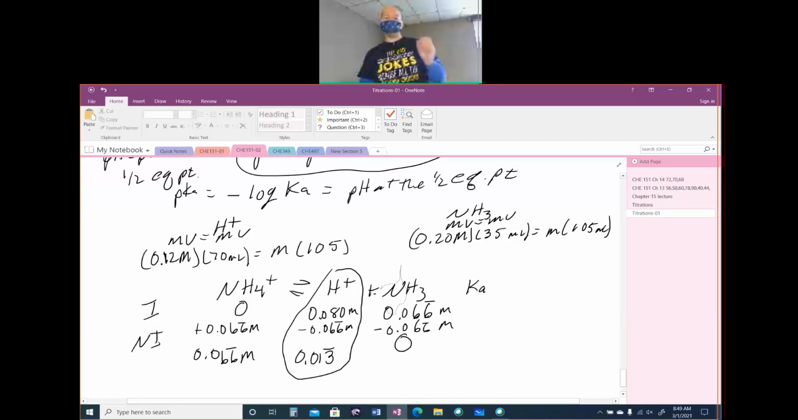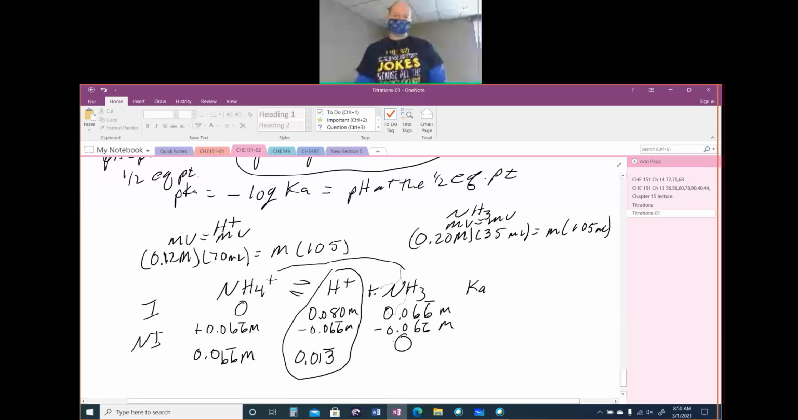So if your H plus is not 0, if one of the two things on the right is not H plus, you can never have a buffer. So this is not a buffer. Our weak base has a concentration of 0. To have a buffer, you have to have concentrations of your NH4 plus and your NH3 in your new initial.